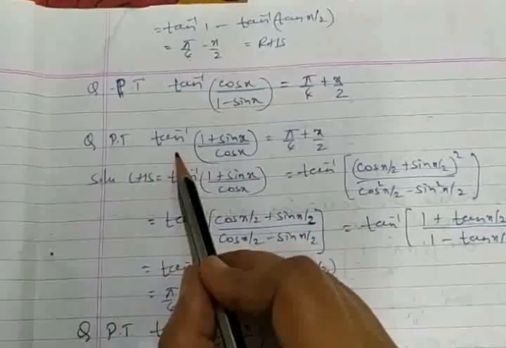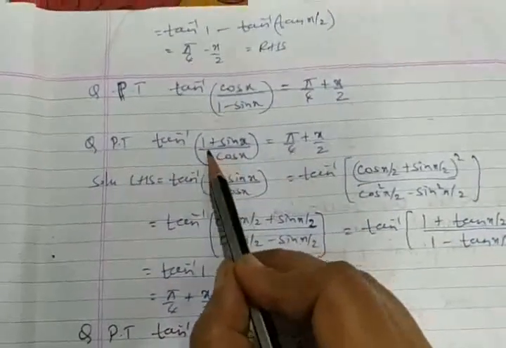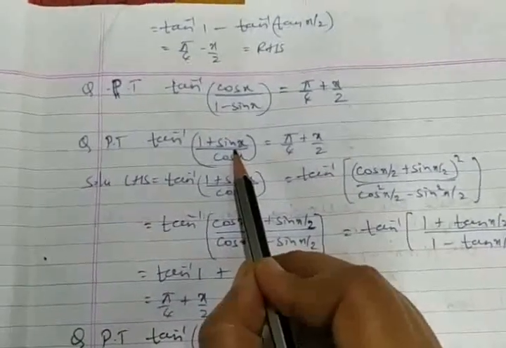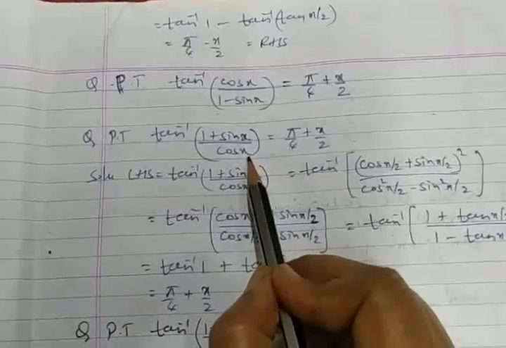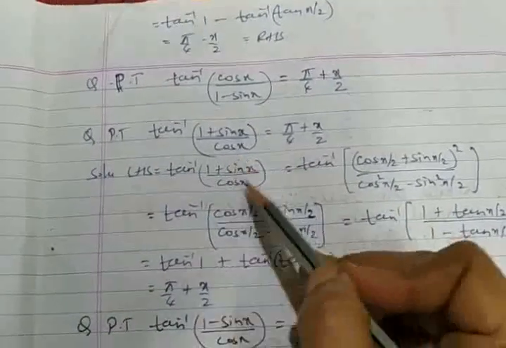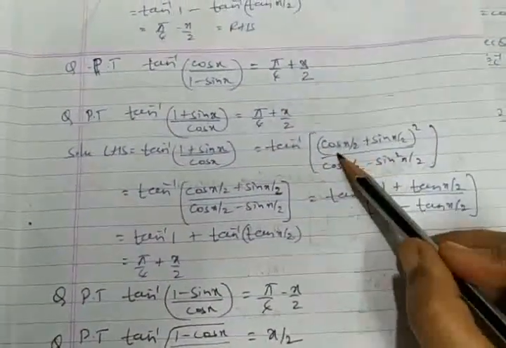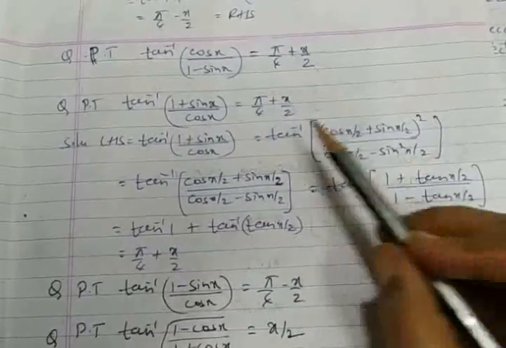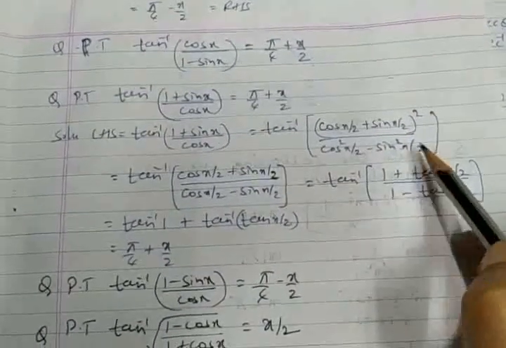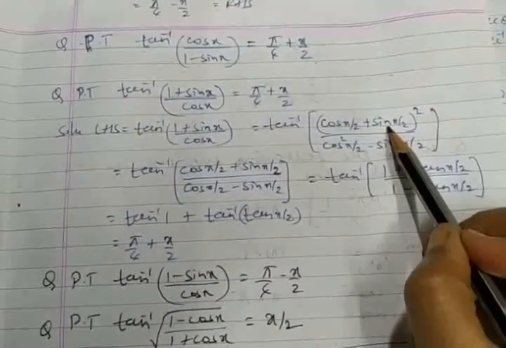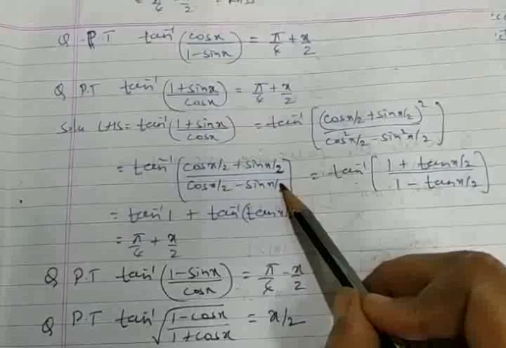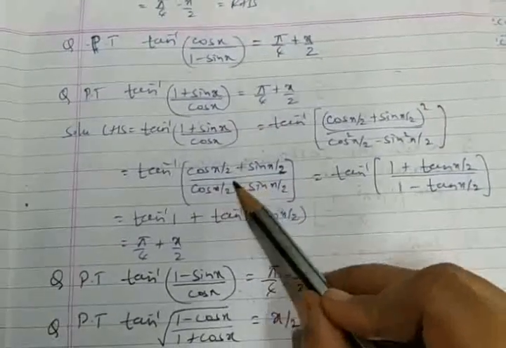Prove that tan inverse of 1 plus sin x over cos x. 1 plus sin x is nothing but a plus b whole square. What is cos x? It is a square minus b square form. So, I have proved this question also here. We find a plus b whole square over a square minus b square, the angle being x by 2. So numerator, one term will get eliminated. What is left in the denominator is a minus b, which is cos x by 2 minus sin x by 2. Numerator as it is, one factor is left out, cos x by 2 plus sin x by 2.